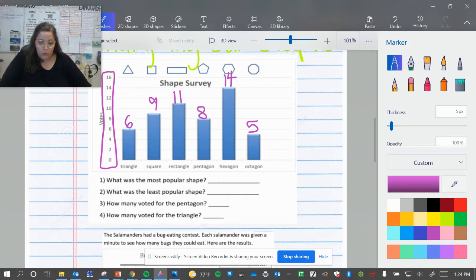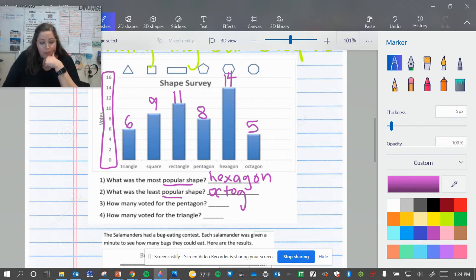Okay. So which was the most popular shape? Another way that we've heard this is favorite shape or shape with the most votes. All of those mean the same thing. It just means the highest bar. Which one was that? Hexagon. Okay. What was the least popular shape? The least favorite, the one with the least votes. What was the smallest number you see? Octagon.